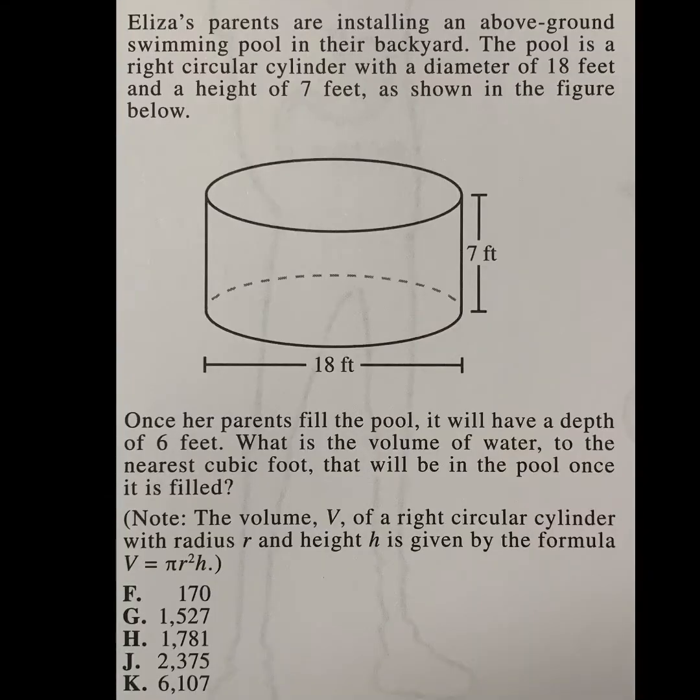Eliza's parents are installing an above-ground swimming pool in their backyard. The pool is a right cylinder with a diameter of 18 feet and a height of 7 feet as shown in the figure below. Once her parents fill the pool, it will have a depth of 6 feet. What is the volume of water to the nearest cubic foot that will be in the pool once it is filled? And note, the volume formula is given.